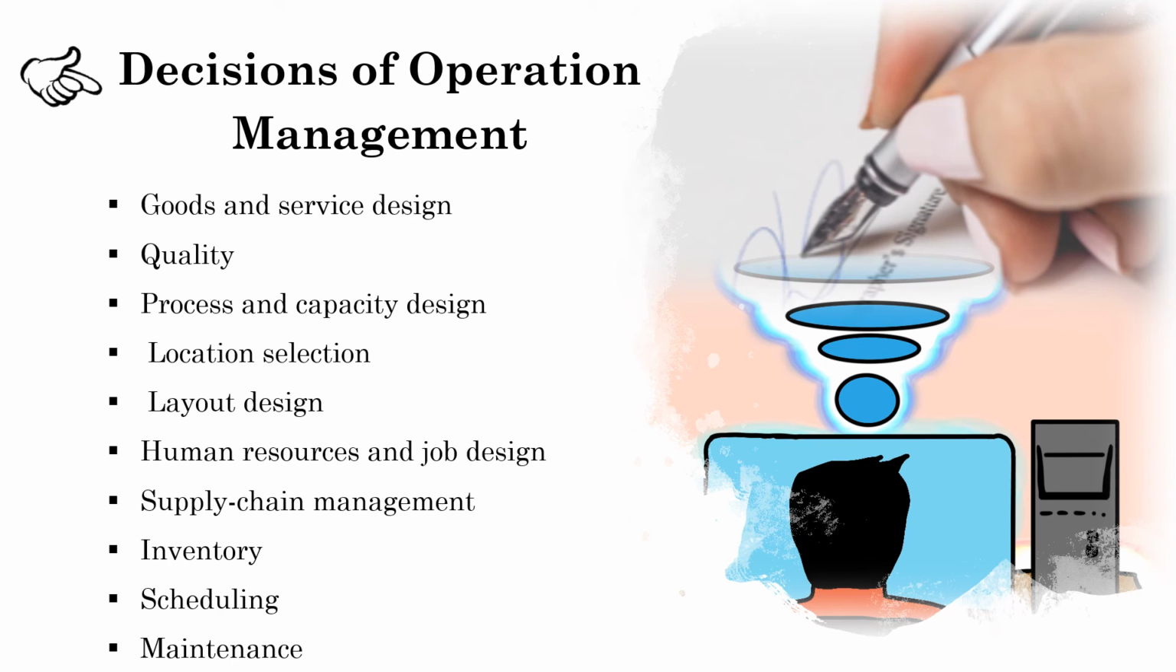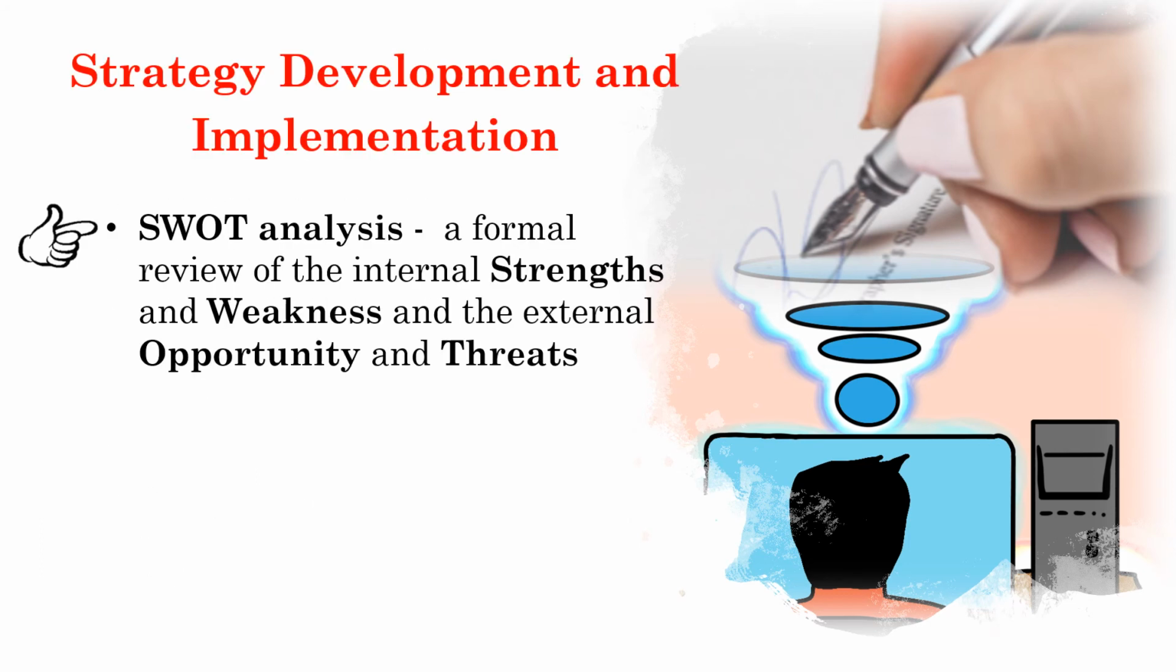And these are the 10 decisions of operations management that support the mission and implement the strategies. We have goods and service design, quality, process and capacity design, location selection, layout design, human resources and job design, supply chain management, inventory, scheduling, and maintenance. Then, the strategy development and implementation.